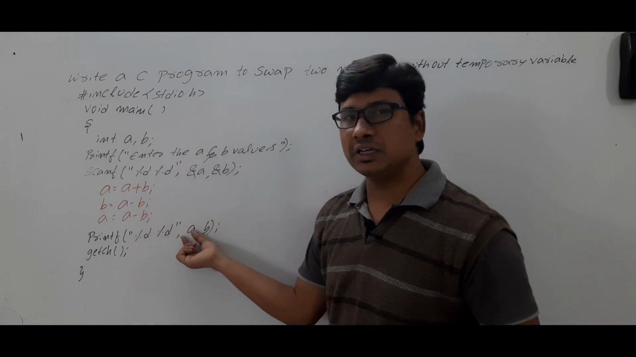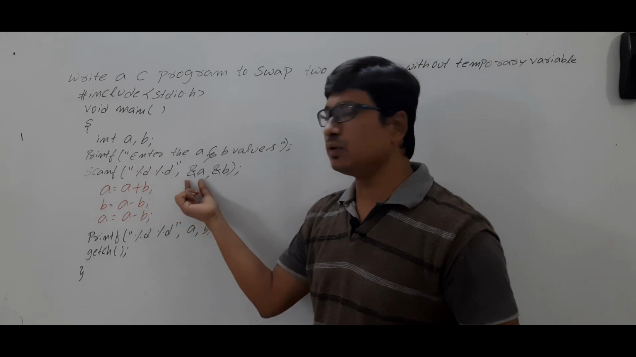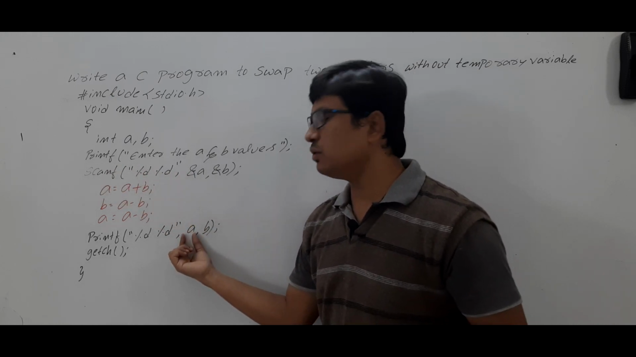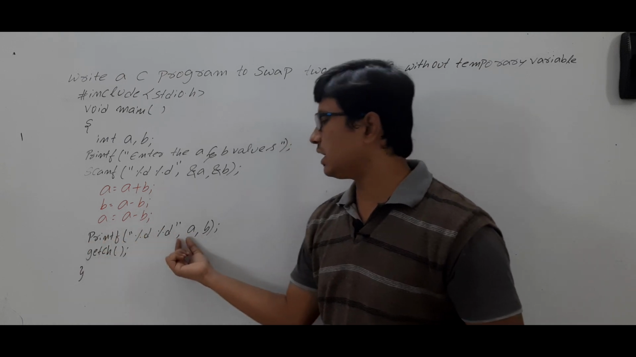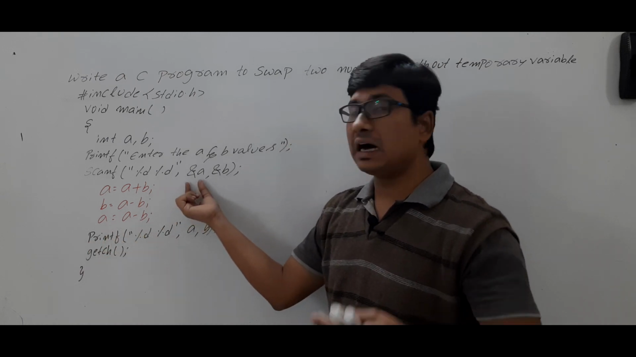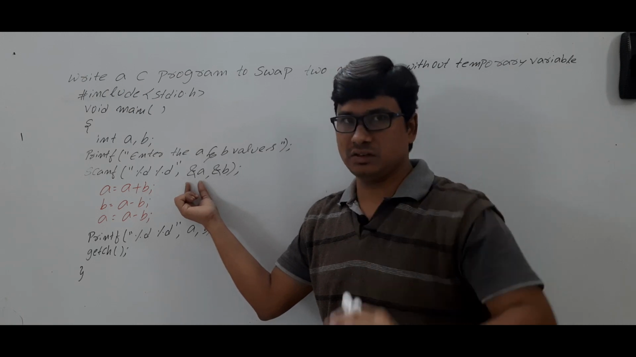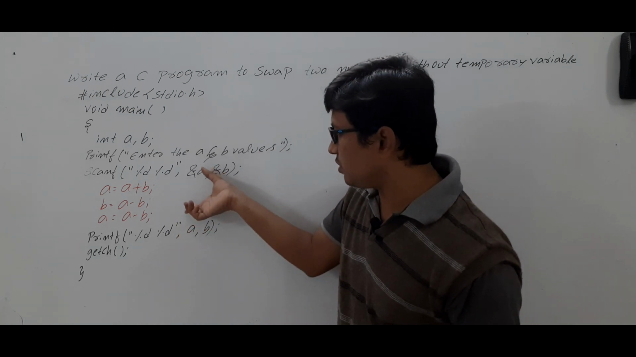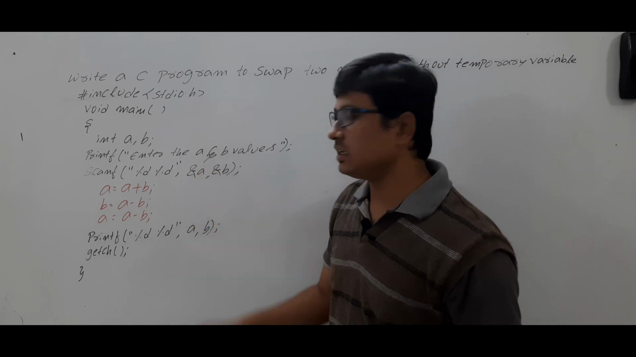Now you can ask me, sir, when you are writing the scanf, you are writing %d, &a, the address location of a, but when you are printing using the printf, you are writing a only. Here we are storing the value in the address location of a, but here we are displaying the value of a. That is the difference between &a and a.